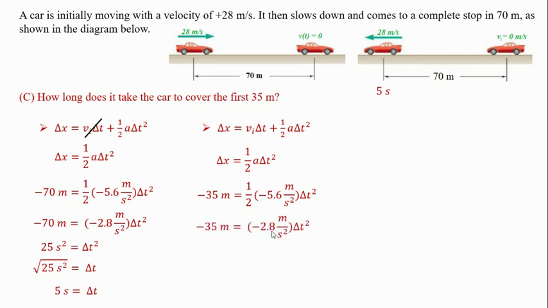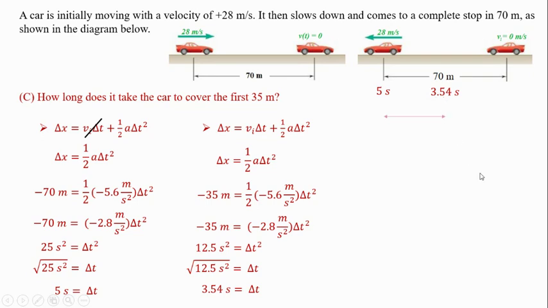Simplify this stuff will give me negative 35 is equal to negative 2.8 t squared. Dividing both sides by negative 2.8, it's going to give me t squared by itself. So negative 35 divided by negative 2.8 is going to leave me with 12.5 seconds squared. To get t by itself, radical both sides, and the square root of 12.5 is going to be 3.54 seconds. But this is not your answer, because I flipped the image. The time that it took to go from 0 to the first 35 meters going backward is 3.54.